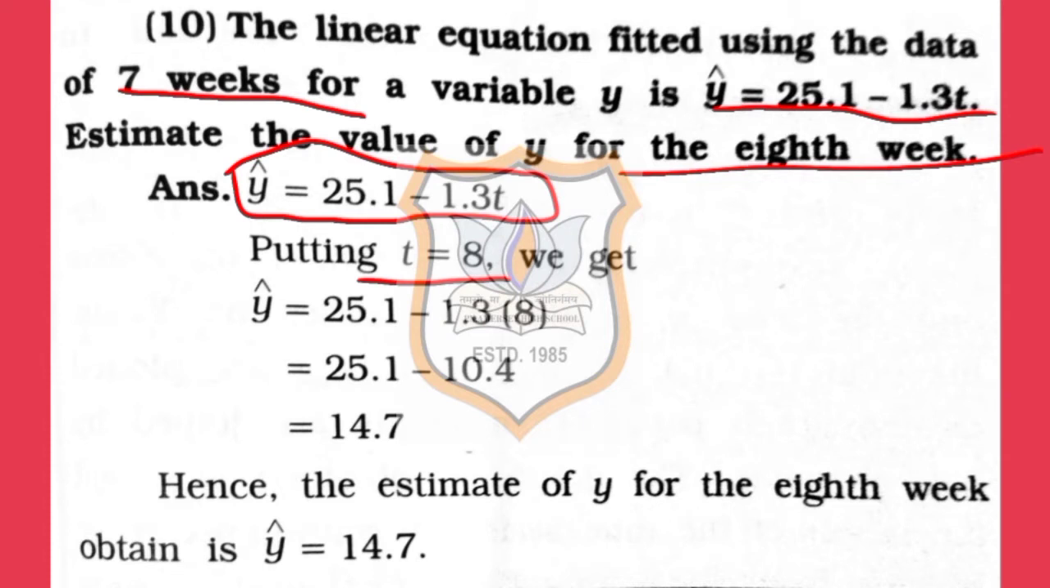So when you substitute, we will get y is equal to 25.1 minus 1.3 into 8. When we solve this, 1.3 into 8 will be 10.4, and when we subtract it will be 14.7. So the estimate of y for the 8th week is 14.7.